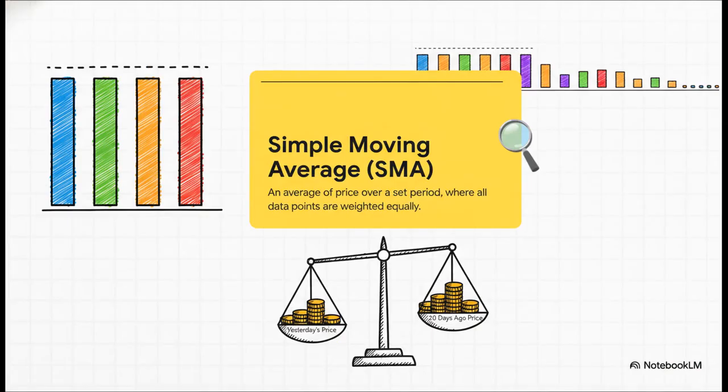Well, an SMA takes the closing prices over a certain number of days. Could be 5 days, 20, 200, whatever you choose, and it just calculates the average. Now, the crucial thing to understand here is that it treats every single one of those days as equally important. The price from 20 days ago has the exact same influence as the price from yesterday.